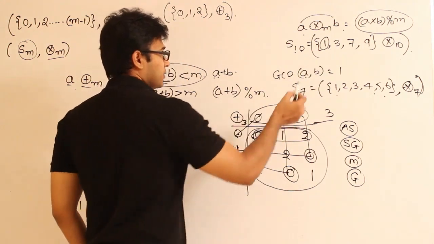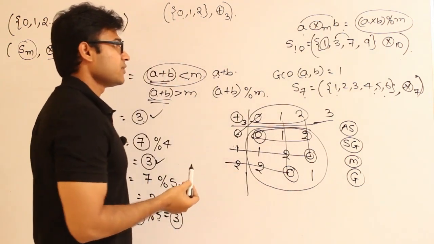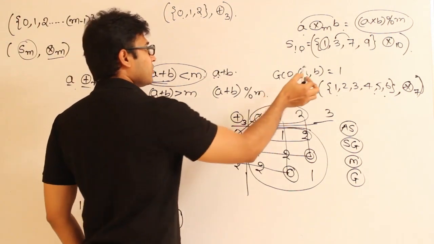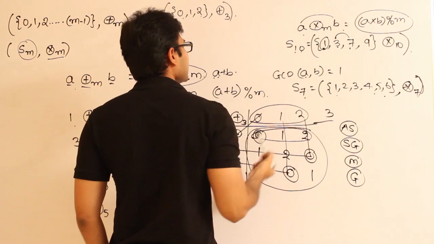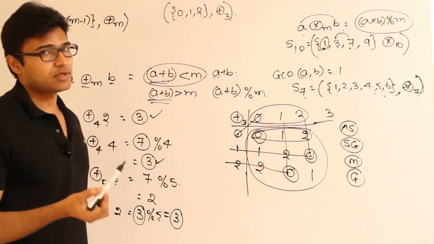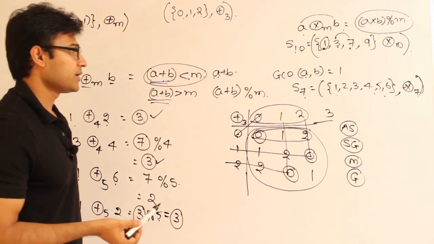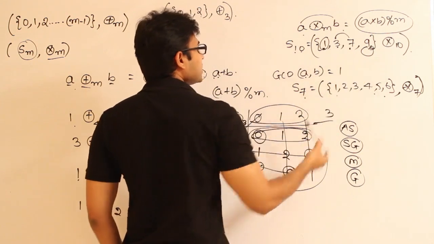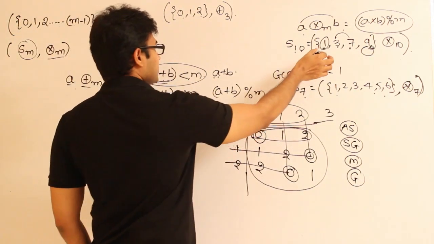So if you find it for 3, you can see this: 3 into 7 is 21. 21 mod 10 is 1. Therefore you are going to get 1. So these two are inverses of each other, 3 and 7. Okay, so you can find it out. So that is how you can find out what are the inverses. For example, if you take 9, what is the inverse of 9? 9 into 9 is 81. Therefore 9 is the inverse of itself. What about 1? 1 is the inverse of itself.